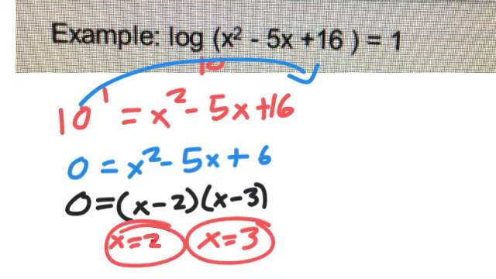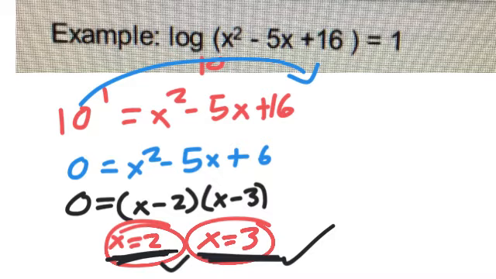So I'm going to start by plugging in 2. 2 squared is 4. 5 times 2 is 10. So I've got 4 minus 10 is negative 6. Negative 6 plus 16 is positive 10. So 2 works. It gives me no problems. Now plug in 3. 3 squared is 9. 9 minus 15 is negative 6. Negative 6 plus 16 is positive 10. So it also works. So both of those would be solutions.